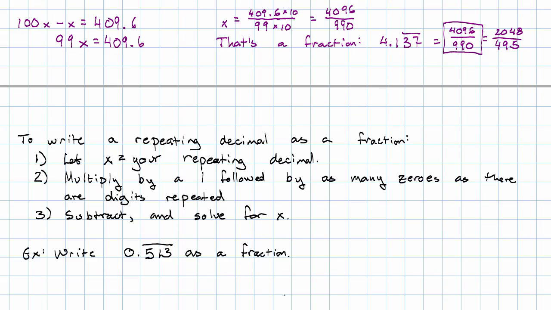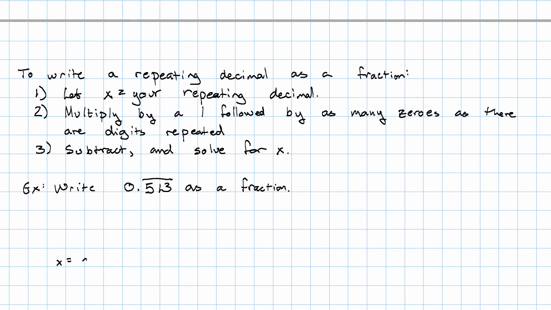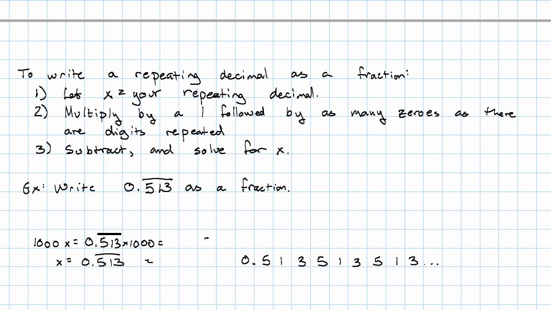Let's see another example. Say we want to write the decimal 0.513 repeating as a fraction. We'll let x equal 0.513 repeating, which is 0.513513513, etc. Then, it says a 1 followed by as many zeros as there are digits repeated. Here we have 3 digits repeated, so I want to take 1,000x. Right, so that's 0.513 repeating times 1,000. That's move the decimal point 3 places to the right. So 513.513513513, and so on.